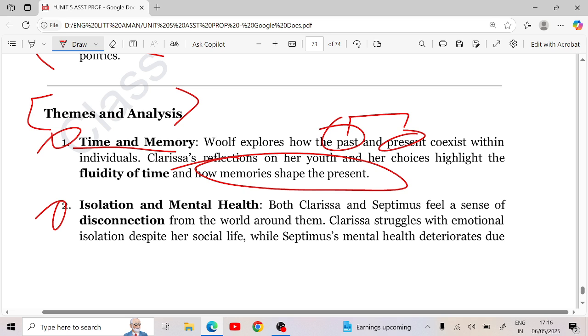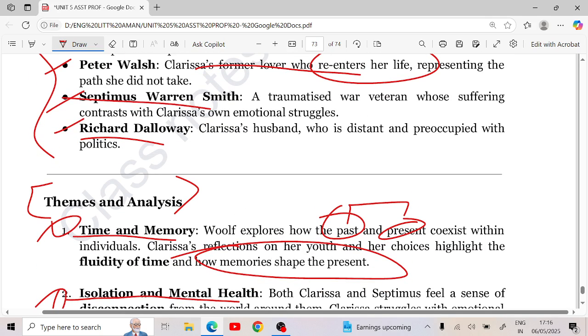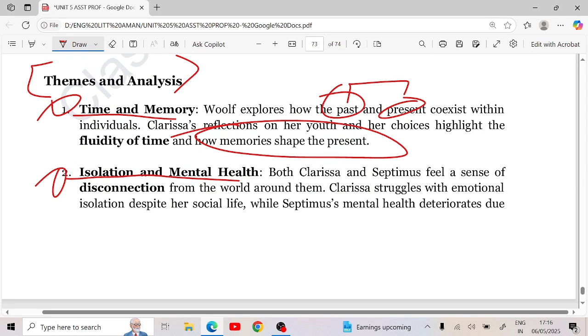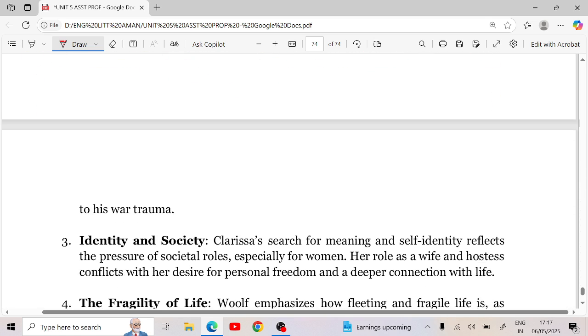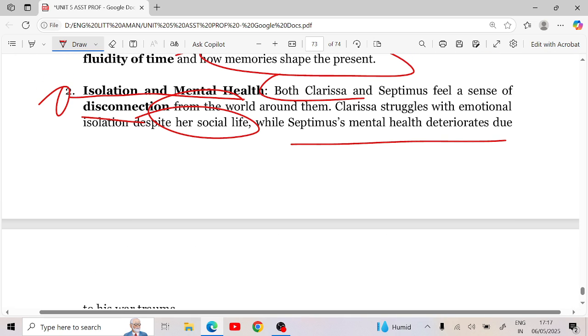So now the second theme we have is isolation and mental health. We have seen isolation in Septimus Warren Smith, where we can see isolation and mental health. Both Clarissa and Septimus feel a sense of disconnection. So after World War I, everyone is feeling disconnected from the world around them. Clarissa struggles with emotional isolation. Despite her social life, she is feeling very much disconnected from society. While Septimus's mental health deteriorates due to his war trauma. Okay, so you can see this is another theme, which is isolation and mental health.